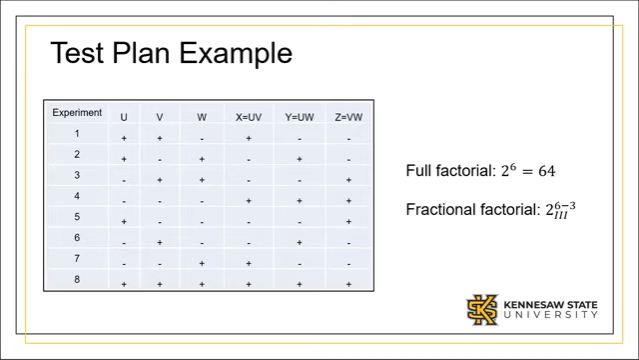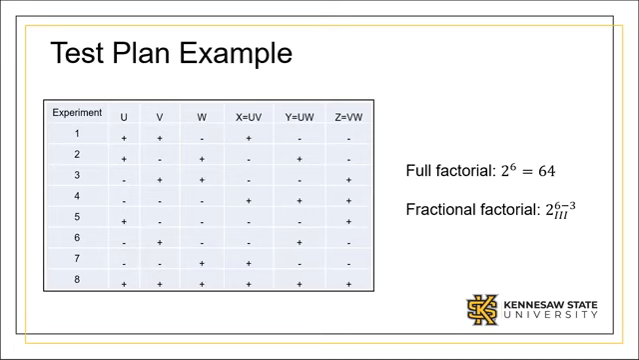This is an eighth of a full factorial design. 8 experiments are derived from 3 columns for a full factorial. These are columns U, V, and W. Notice that the 8 experiments are the 8 combinations of pluses and minuses.